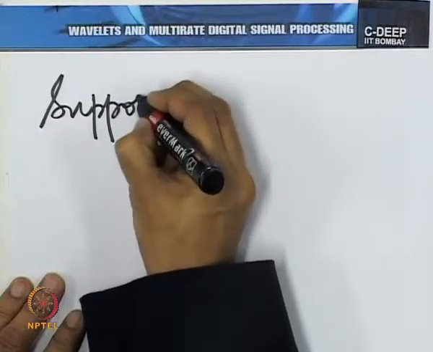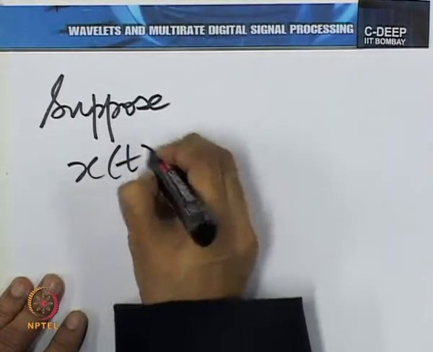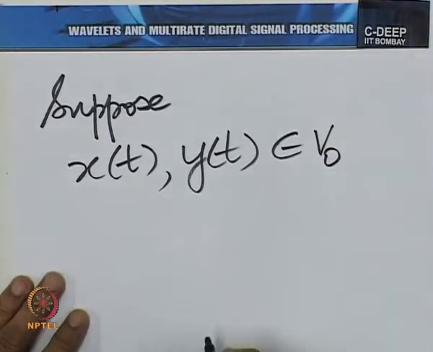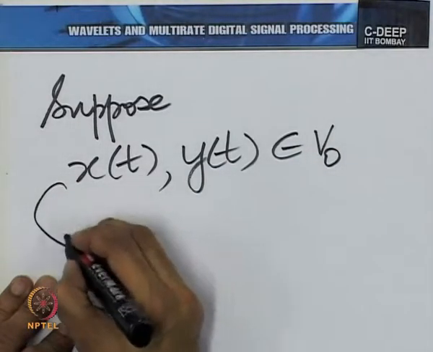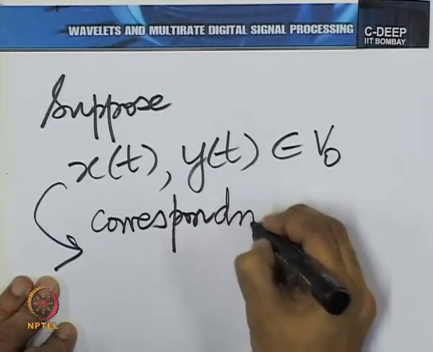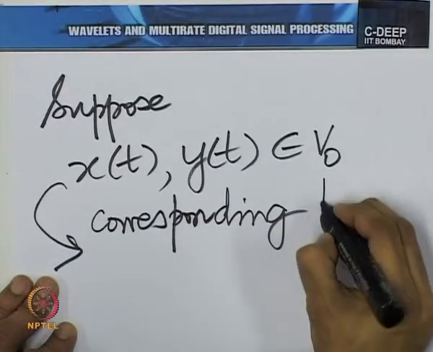So, not only is there just an equivalence, there is also a mapping of the other operations. So, if you have two such functions in V 0, suppose you had x(t) and y(t) both belonging to V 0, which of course belong in turn to L 2 R, and they correspond to the sequences x[n] and y[n], square meaning square bracket.